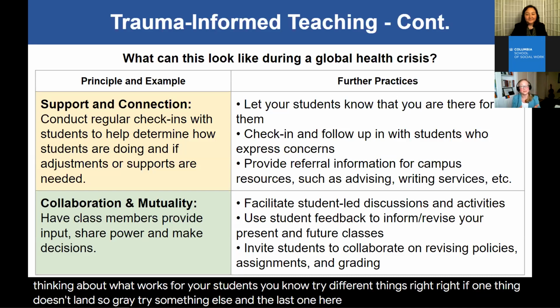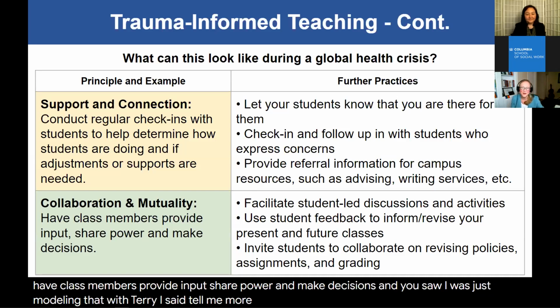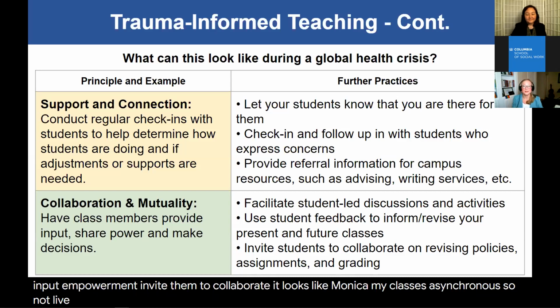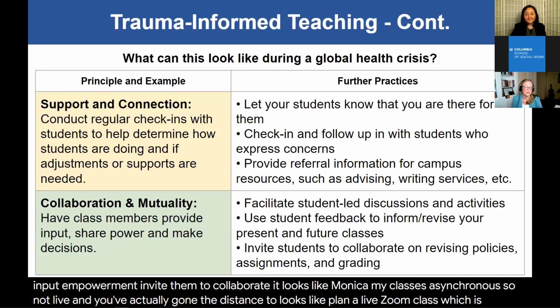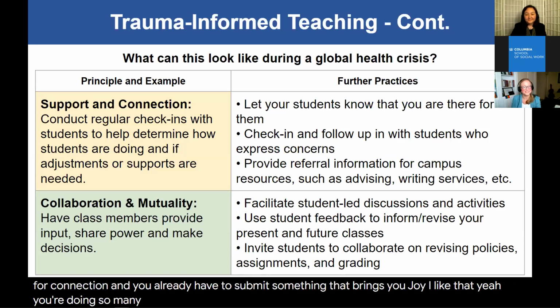And the last one here, green, collaboration and mutuality. Have class members provide input, share power, and make decisions. And you saw, I was just modeling that with Terry. I said, tell me more about this transformative learning, right? So get their input, empowerment, invite them to collaborate. It looks like, Monica, my class is asynchronous, so not live, and you've actually gone the distance to plan a live Zoom class, which is great for connection. And you already have to submit something that brings you joy. I like that. Yeah, you're doing so many of these pieces already.